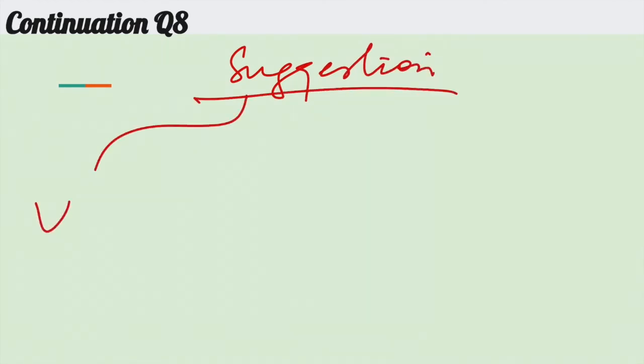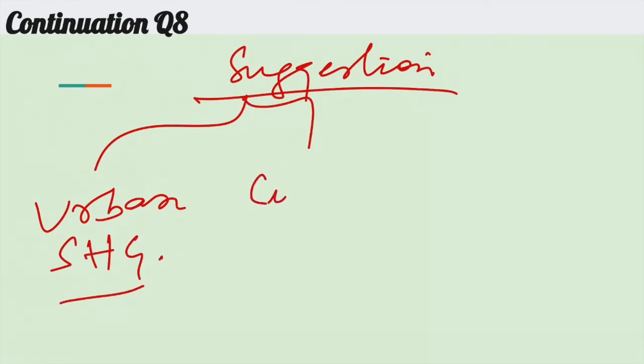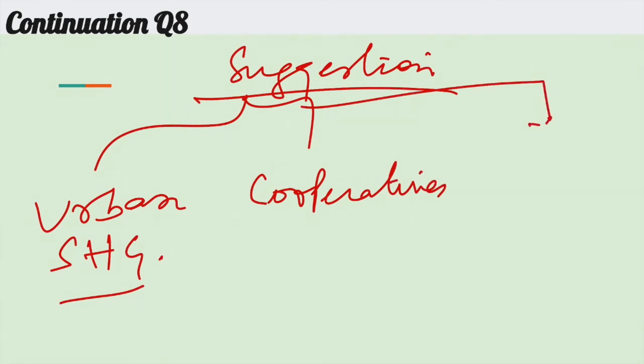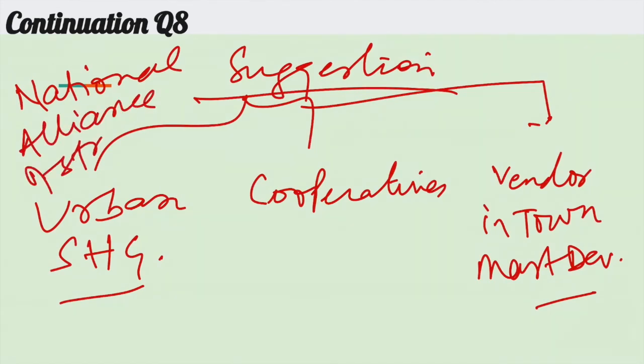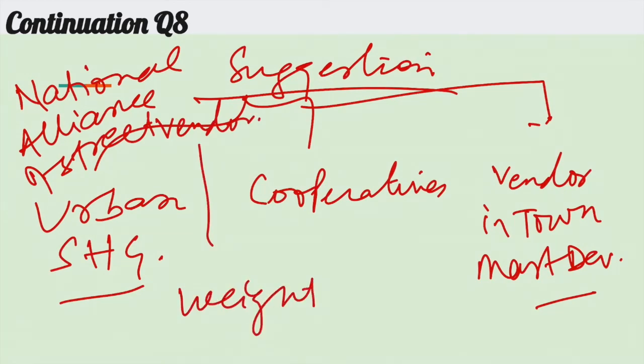So now what should be done, or what is your suggestion? In suggestion you can easily give that we have rural SHGs, we can have urban SHGs. You can say that we can form cooperatives for them. Now, you can say that we can include vendors in the town development plan. Whenever we are drawing the master development plan for the town, we can include vendors in that. This can be your point for the suggestion. But to substantiate the suggestion, you can say that this is the recommendation of the National Alliance of Street Vendors.